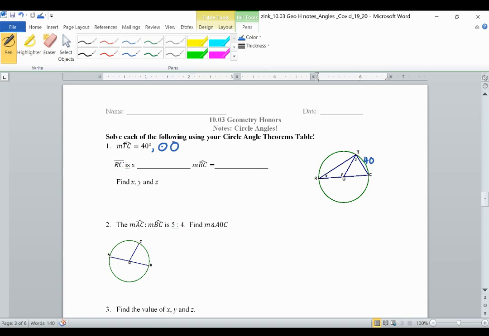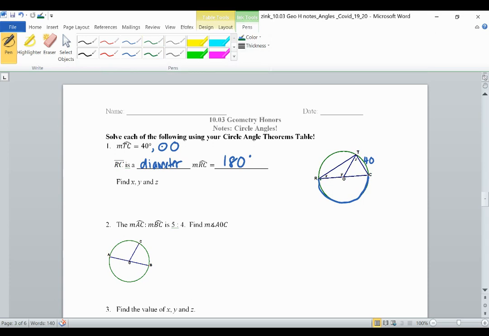So I'm telling you that O is the center of this circle. That means segment RC is a diameter, which also tells me that the measure of our arc RC is 180 degrees. Find X, Y, and Z. And there's a couple different ways you can go about this.